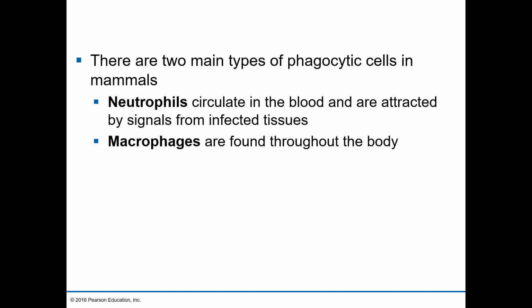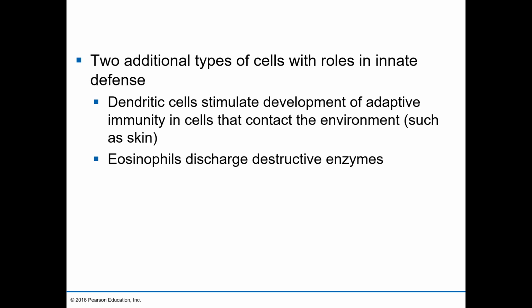There are two types of phagocytic cells. Neutrophils circulate around in the blood, and they are attracted and then become activated and move and stay put when there are signals from infected tissues. Macrophages are just found everywhere. So a neutrophil circulates throughout the blood. A macrophage is found throughout the body.